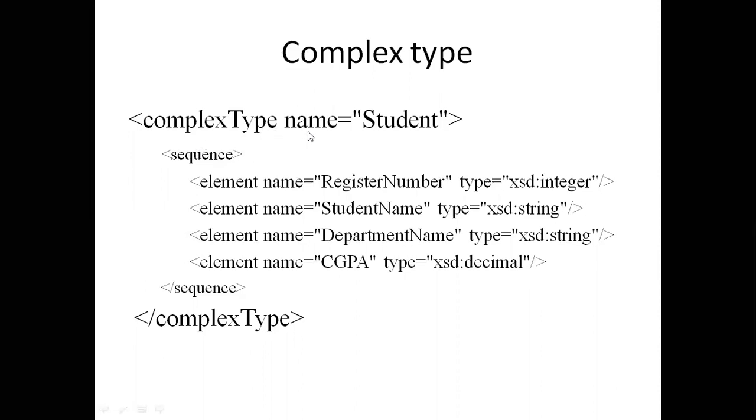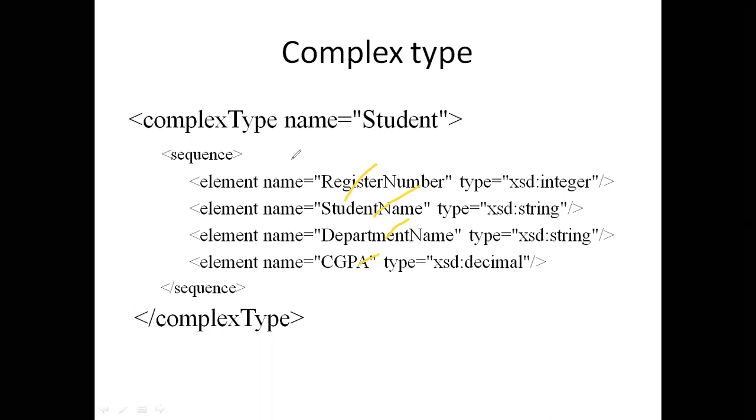But in the case of complex type, we have specified four sub elements: register number, student name, department name, CGPA. These are the elements we have specified inside the complex type. Here the main element name is student. So under the student, we are going to have the four sub elements. The first one is register number. The second one is student name. The third one is department name, and the fourth one is CGPA.